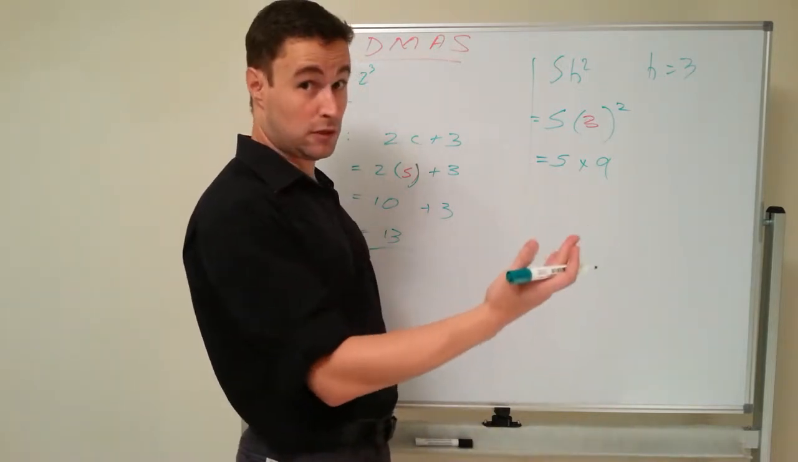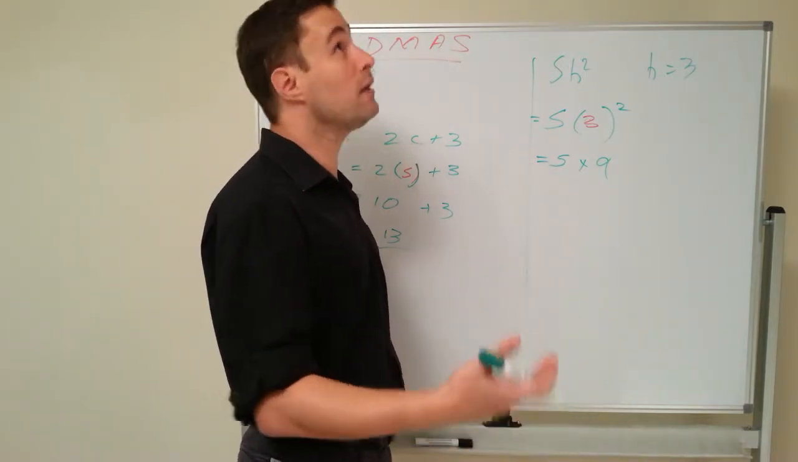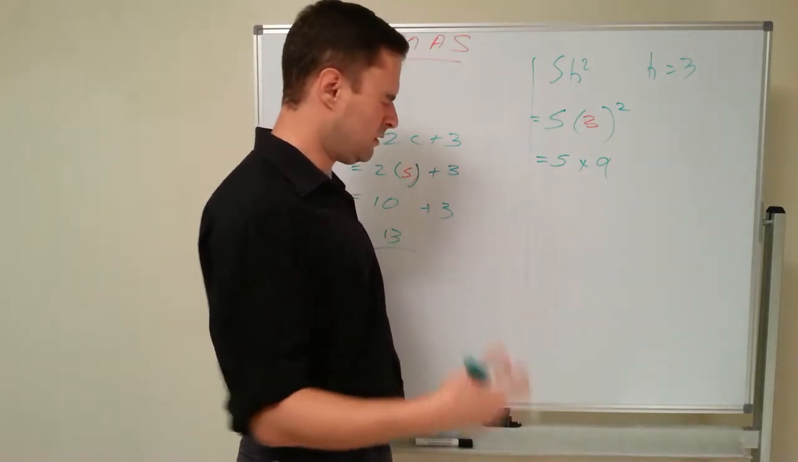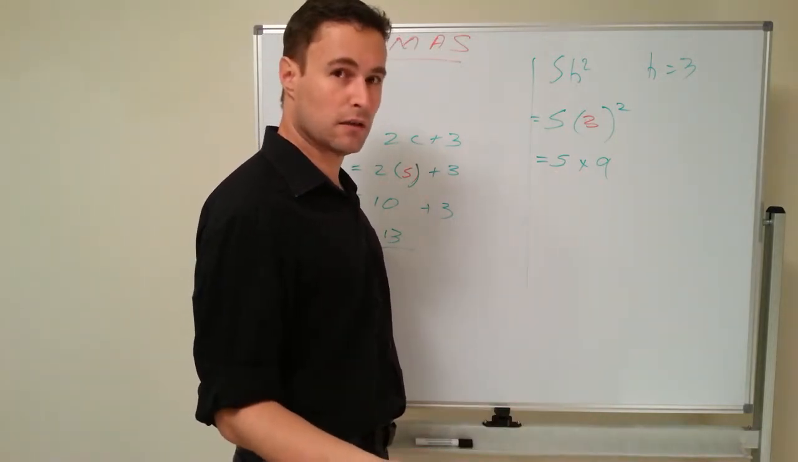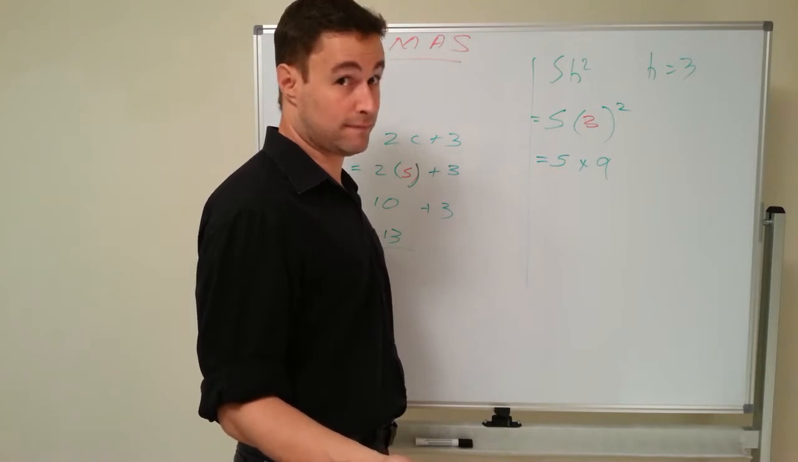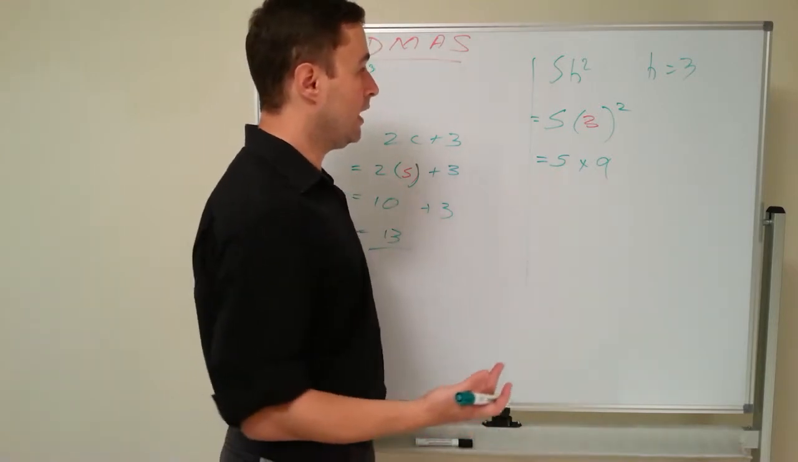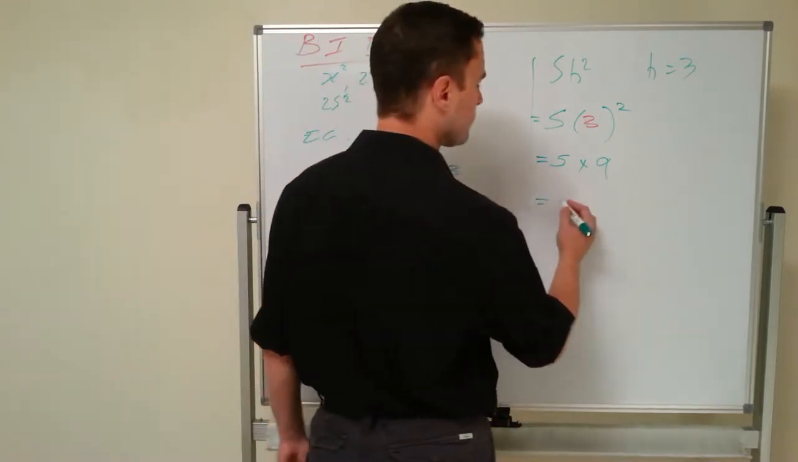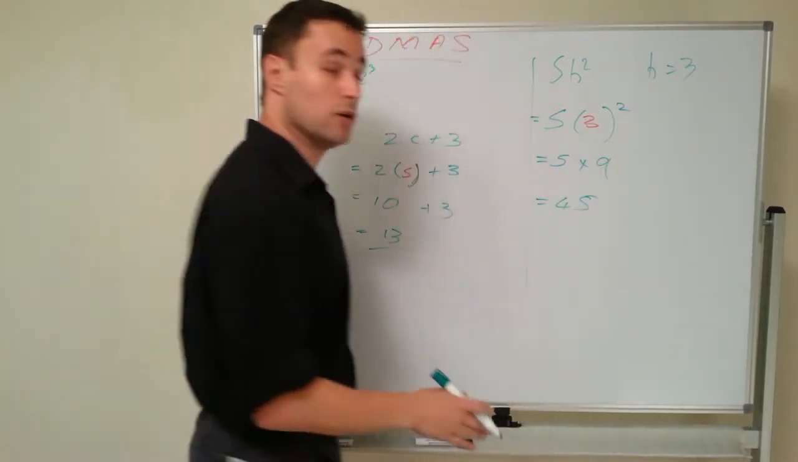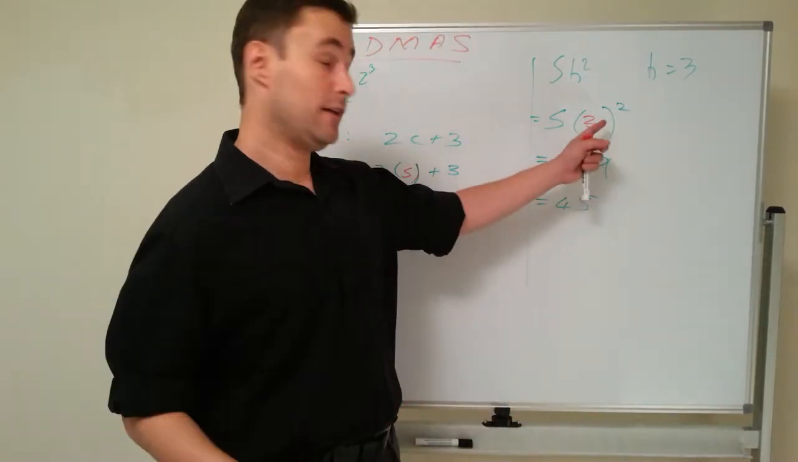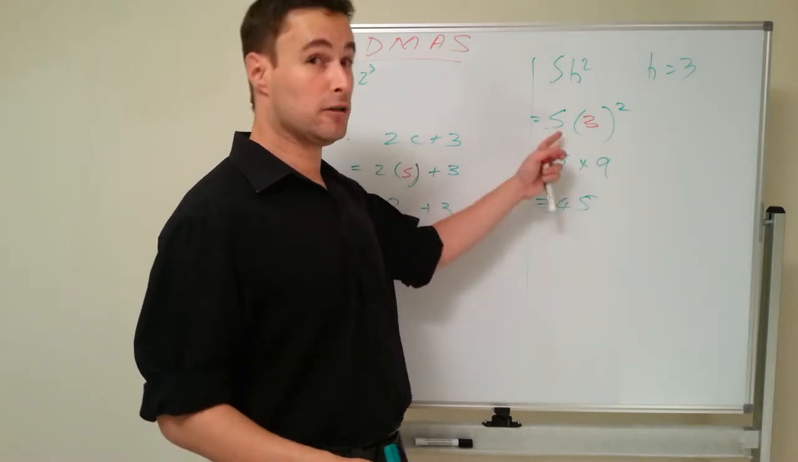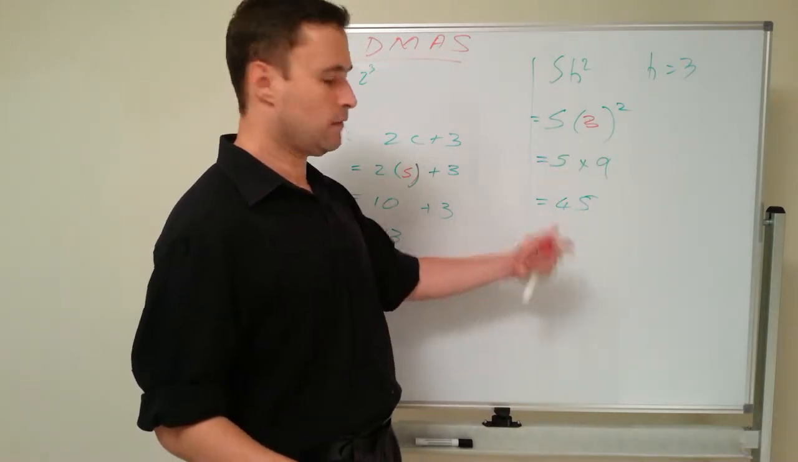Not 5 times 3, then squared. 5 times 3 is 15, squared is 225. So you don't want 225. 5 times 9 is 45. So, order of operations: index first, then the multiplication. The answer to this is 45.